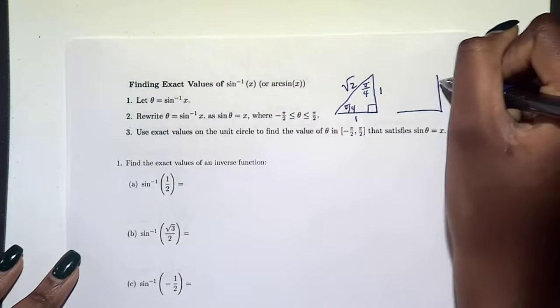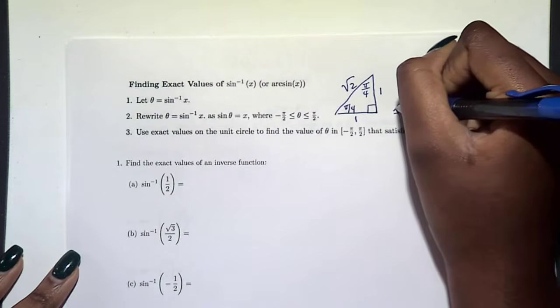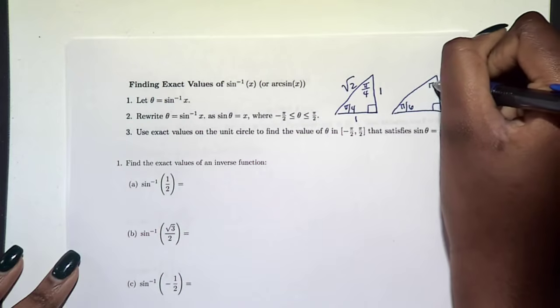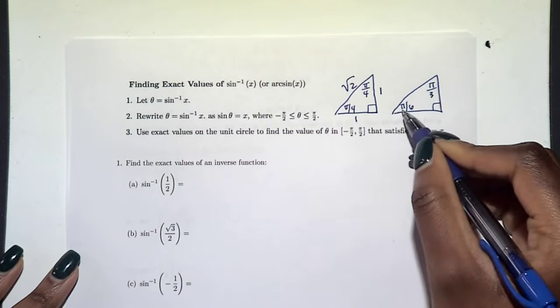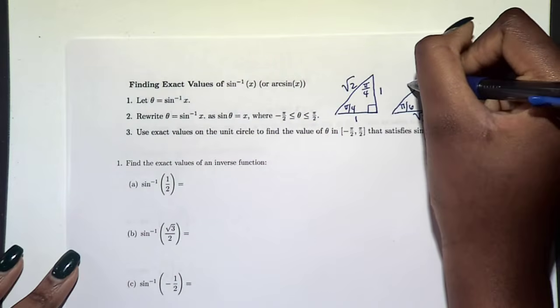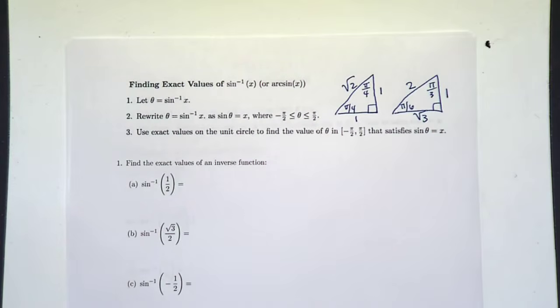And then over here, I'm going to draw pi over 6, pi over 3. So opposite pi over 6 should be 1. This one is root 3, and this one is 2. Okay, so let's get into the first question.